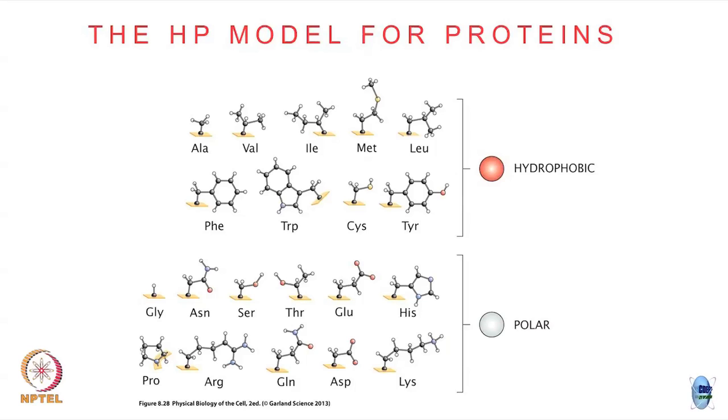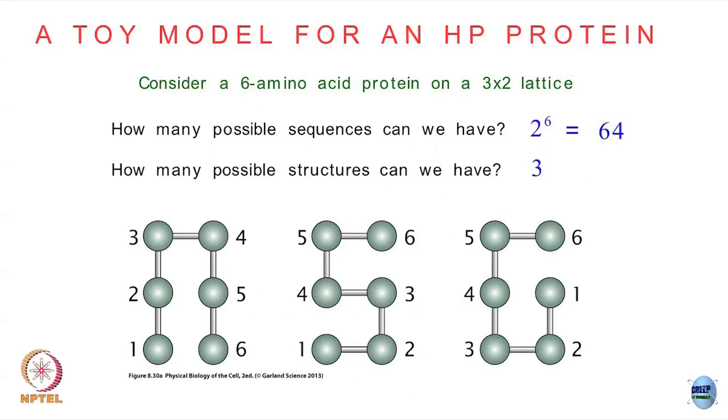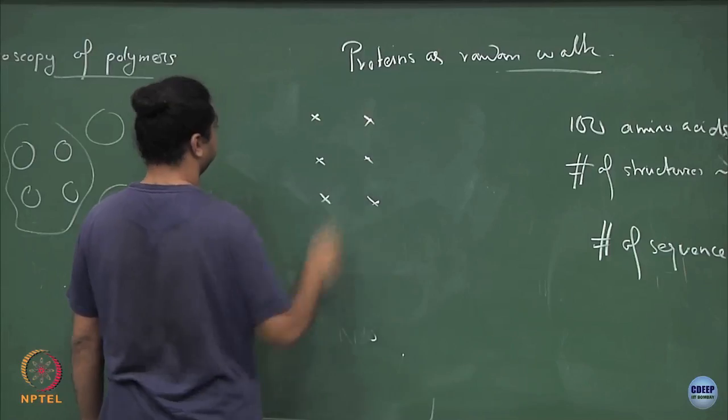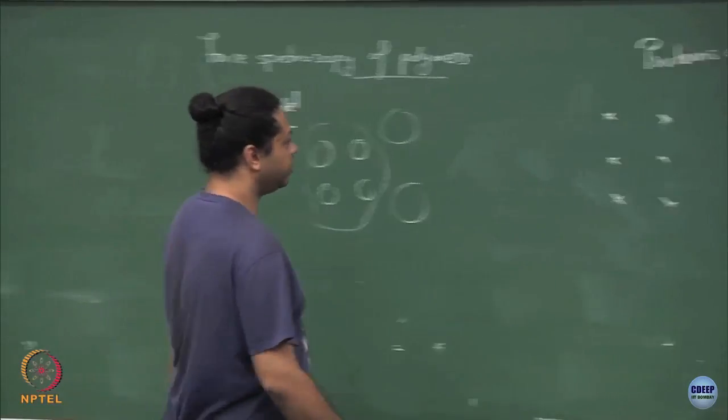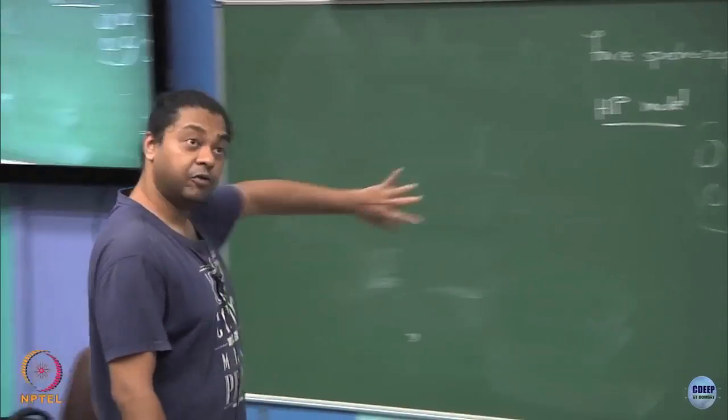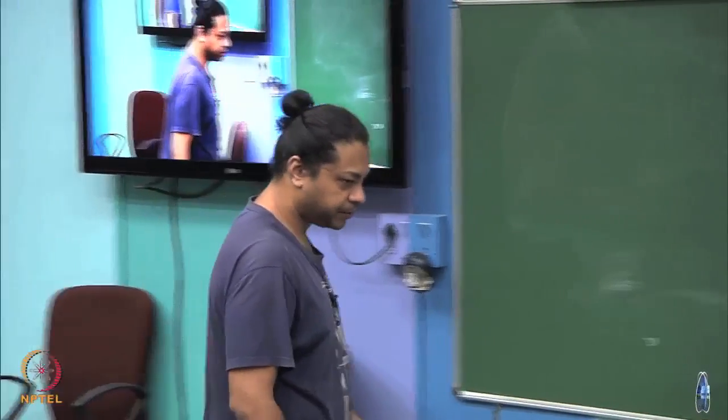But what we will do is a very simple application of that. Let me say that I consider a 6 amino acid protein, very, very small, which is not really even a protein itself, on a 3x2 lattice. Instead of doing 3D, I will do 2D. So, let me say this is my lattice and I take a protein which has n equal to 6, and I will work within this HP model.